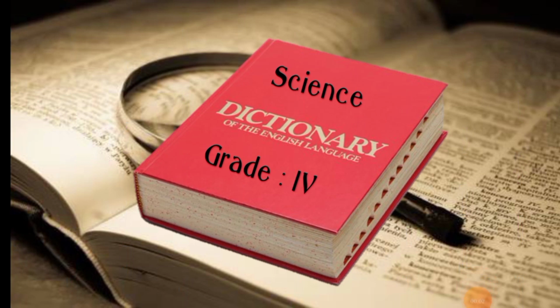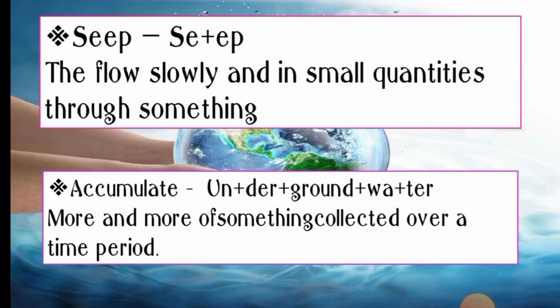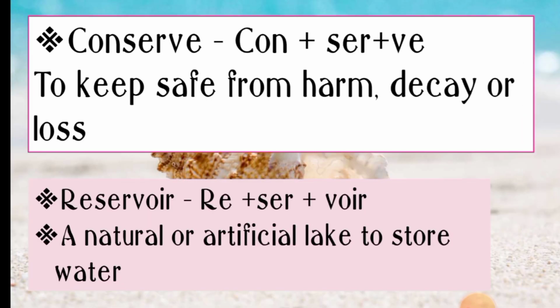Now, let us refer to the dictionary for some new words. Our first word is seep: to flow slowly and in small quantities through something. Second word is accumulate: more and more of something collected over a time period. Next word is conserve: to keep safe from harm, decay or loss. Our next word is reservoir. A natural or artificial lake to store water is called a reservoir.